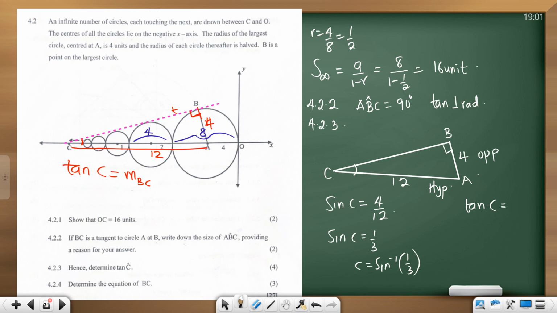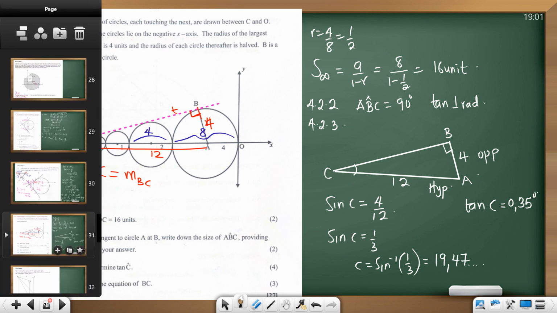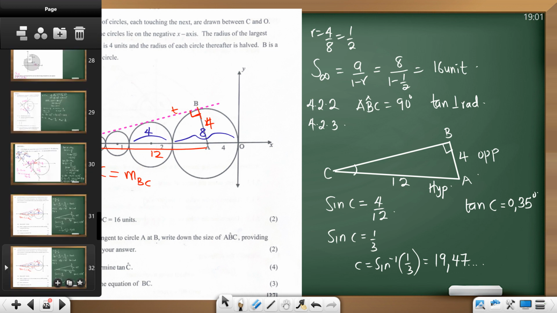Did it make sense? Yeah, all of the steps. What's the sine inverse of 1 over 3? 19.47, right? But on your calculator, you say tan of that. You don't need to write it, just do this. That's the value of C, right? Then, what is it giving you? 0.35. Hold on. Since it looks very weird, right? Let's check if it's going to be correct.